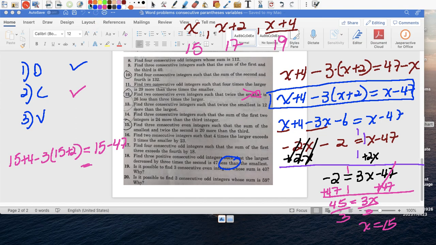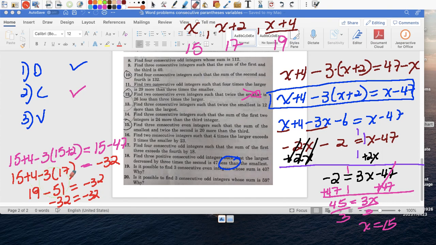Let's do the easy side, which is the right side. So that's going to give me negative 32, and hopefully I'll get the same thing on the other side. So okay, 15 plus 4 minus 3 times, and then in parentheses, 15 plus 2 is 17. So let me do that. 15 plus 4 is 19. 3 times 17 is going to be 51 equals negative 32. And if I do 19 minus 51, do I really get negative 32? I do. Negative 32 equals negative 32. And we know everything is good.